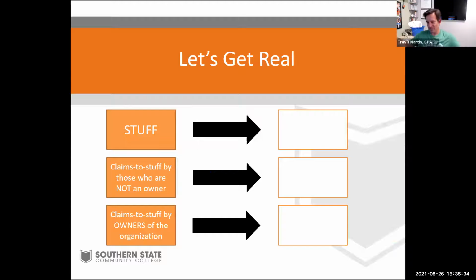So let's get real with it. Stuff is not really what they say in the real world. If you're eating dinner tonight and you try to initiate a conversation about accounting and you're talking about stuff and claims to stuff, you're not going to impress anybody, because that's not what they use in the real world. So we're going to give you the accounting terminology to go along with what we just had from a concept standpoint. In the real world, we call our stuff assets.